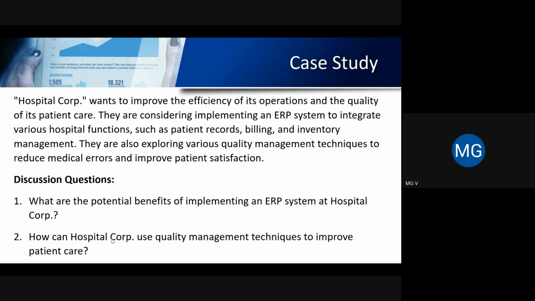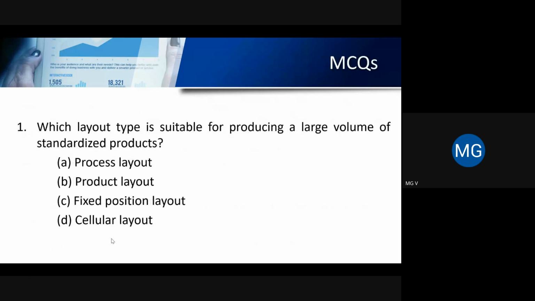Right, sir? How can Hospital Corporation use quality management techniques to improve patient care? What can they do to improve patient care? By following certain techniques, Kaizen or benchmarking techniques. Yes, right, improvisation. So, by implementing quality control measures such as checklists and protocols, training staff on the best practices, and using patient feedback to identify areas for improvement.